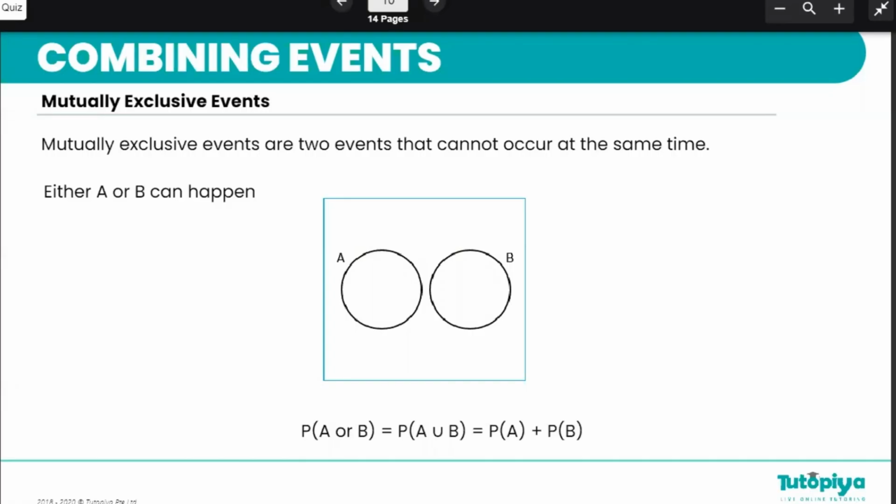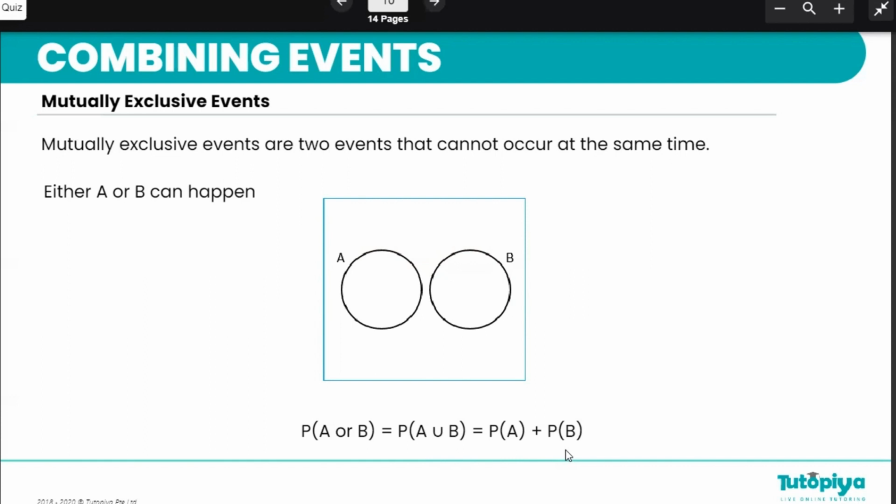Mutually exclusive events are 2 events that cannot occur at the same time. So either event A can happen or event B can happen, but both events A and B cannot happen at the same time. If we show this on a Venn diagram, I can see that event A and event B are 2 entirely different sets here. So the probability of event A occurring or event B occurring would be the probability of A union B, which would be the probability of A plus the probability of B.